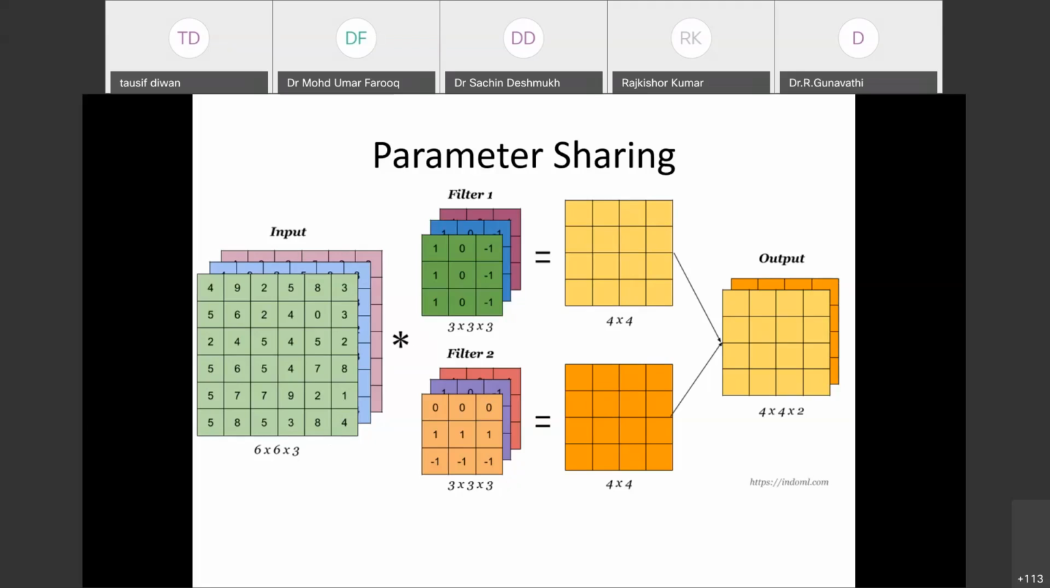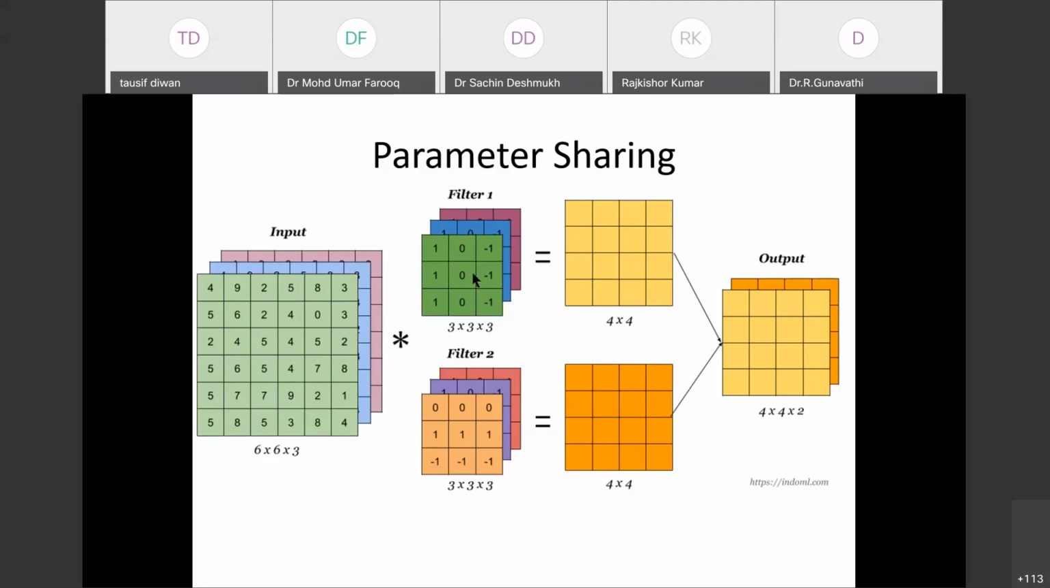Yeah, 2 filters we are applying. Now we need to compute the weight matrices, or we need to compute the parameters. That is how many weights are associated and how many biases will be associated. Now see, how many channels are there in the input? 3 channels are there.